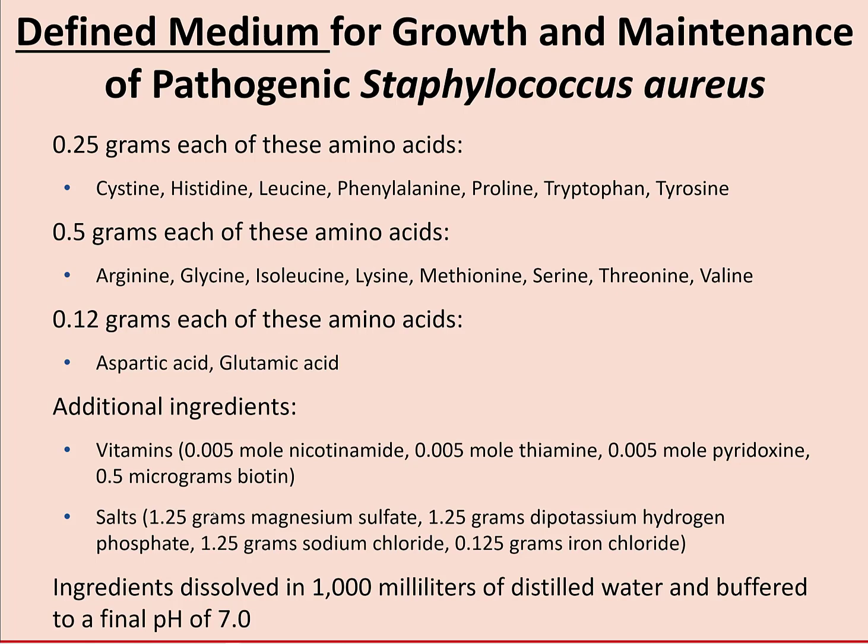We have to work all these things out. Half a gram of each of these. 0.12 grams of aspartic acid and glutamic acid. And then you would add vitamins, nicotinamide, thiamine, 0.005 mole pyridoxine and 0.5 micrograms of biotin.